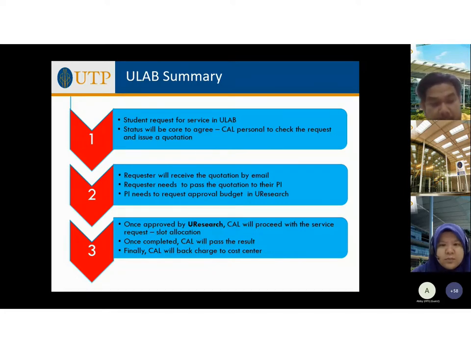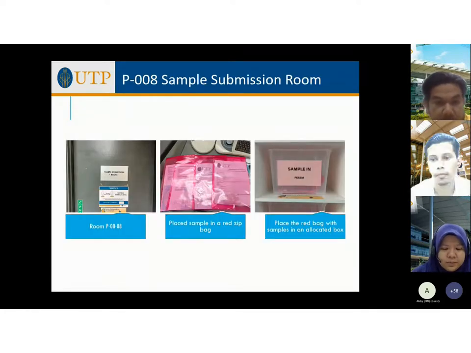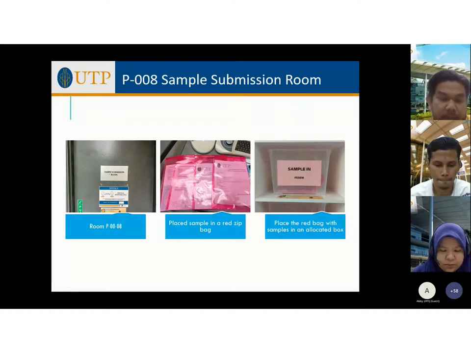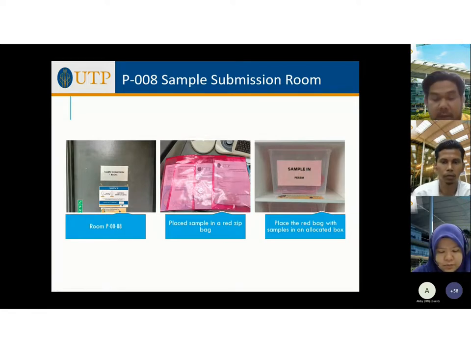Next, this sample slot machine room is located at block P, CAL, room P0008, on the ground floor. You enter the lab, and you can see the instruction to place your sample in the red zip bag. You also have to place the sample in the red bag at the allocated box.